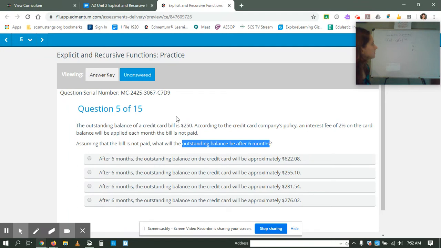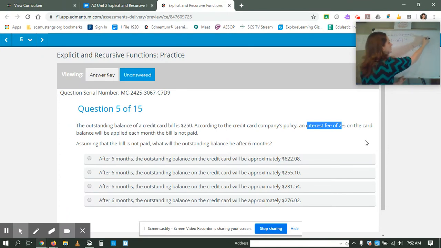So if I'm looking at this, we've got the outstanding balance of the credit card bill is $250. So that's what we started with, so that's going to be our a value. So we've got $250 for our a. And then according to the credit card company policy, the interest fee is 2%. And remember, to find that, we're going to do 1 plus our rate. Our rate, they tell us, is 2%. If I switch it to a decimal, move it over 2 spots, it's 0.02. And if I add it, it's going to be 1.02.